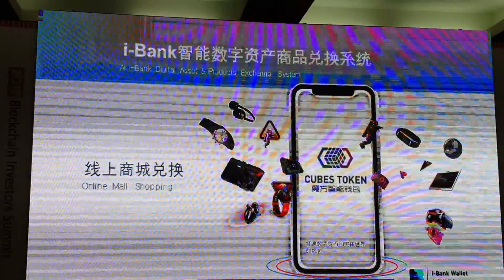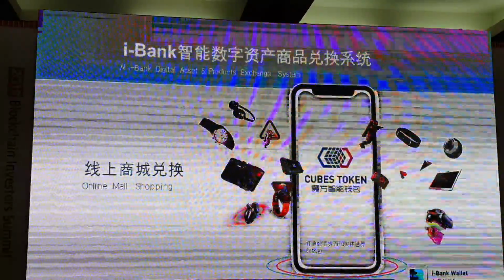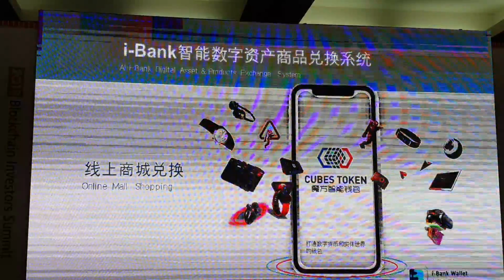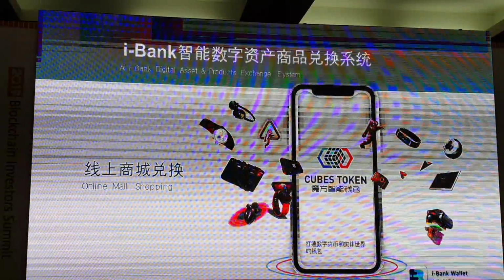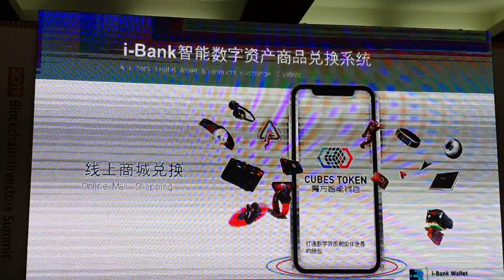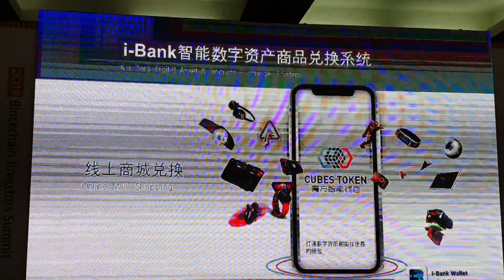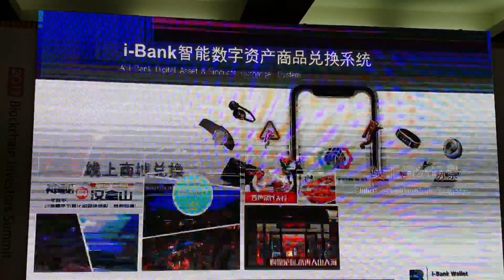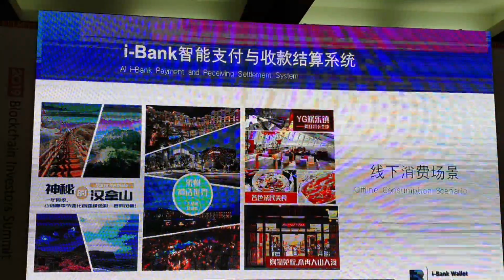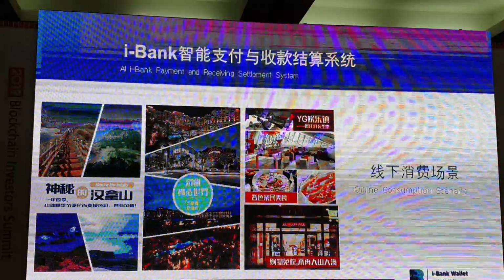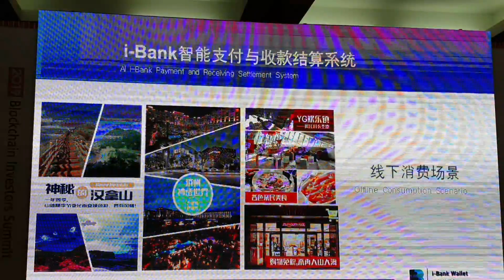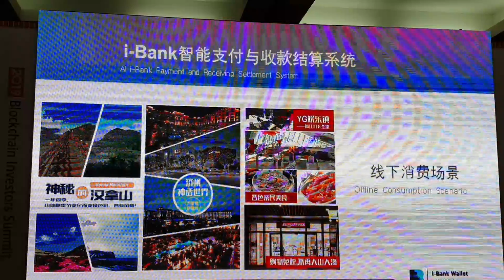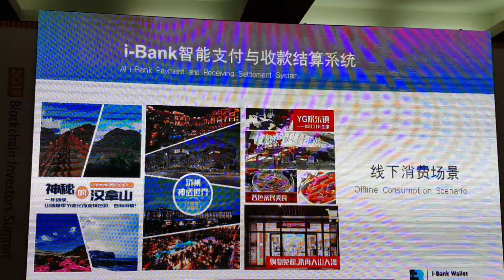Also, it's possible to use our ibank application to buy different products and items from online shops. It's very convenient, very safe, very trustful. You can buy pretty much everything using our tokens in our ibank digital application. Or you can also rent, for example, hotels, book different trips, and rent all kinds of stuff on the internet using our ibank application.